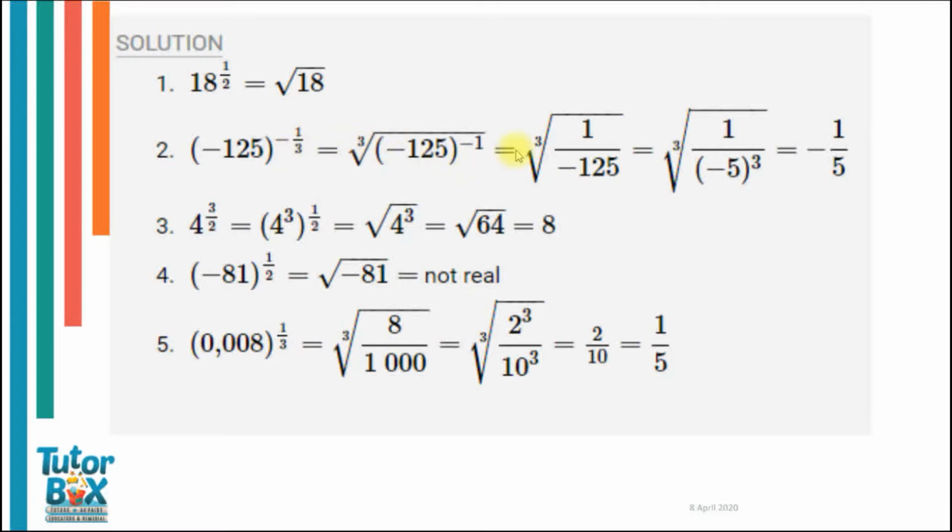And then we'll simplify this. This will be equal to the cube root of 1 over 125. Remember, because this is a negative power here, I'm going to invert this number. So that'll be 1 over minus 125. And then this will be equal to the cube root of 1 over minus 125. I can rewrite it as minus 5 cubed, and then this will be equal to minus 1 over 5.